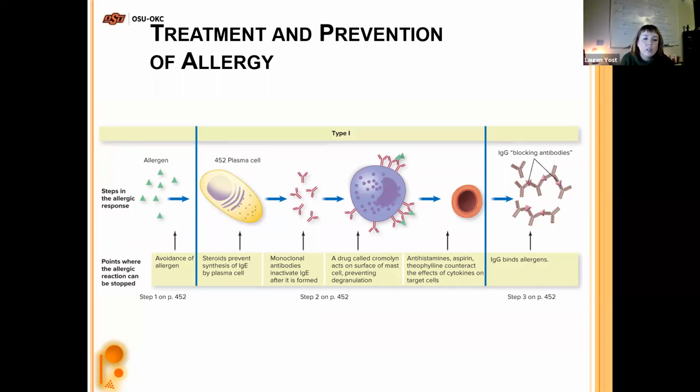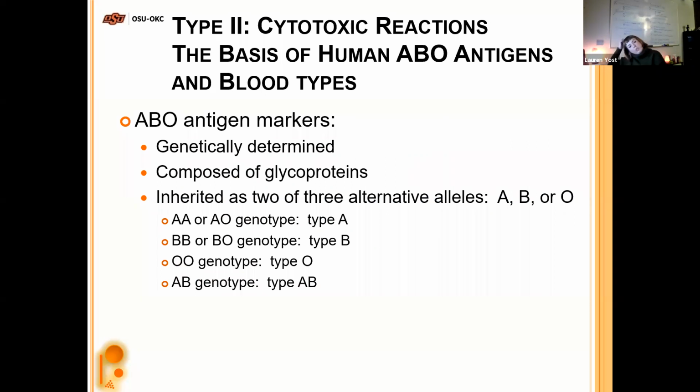We also have drugs that can act on the surface of mast cells to prevent them from degranulating and releasing all those signal molecules. And then we have antihistamines, aspirin, all those things that can affect cytokines on target cells to dampen the response. And then, of course, we have IgG production to interact with the antigen instead of IgE. So that would be the cure or whatever. So these are treatments for allergies.